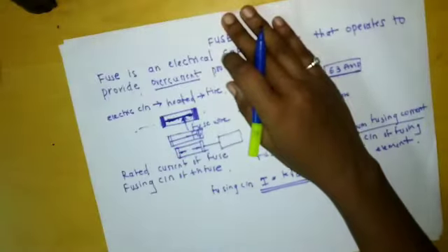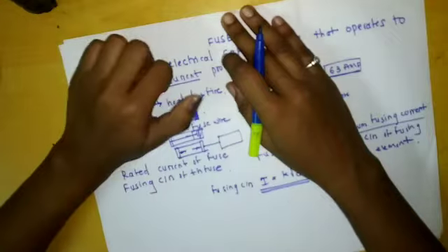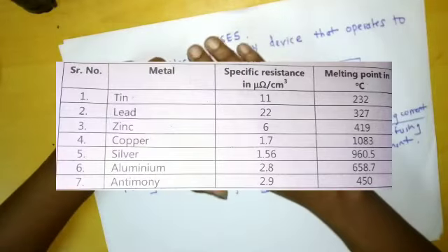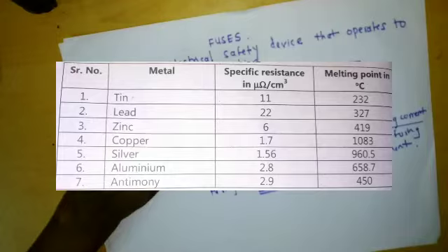So here in the chart you can see the resistance, specific resistance and melting points. Okay, so these are the melting points.